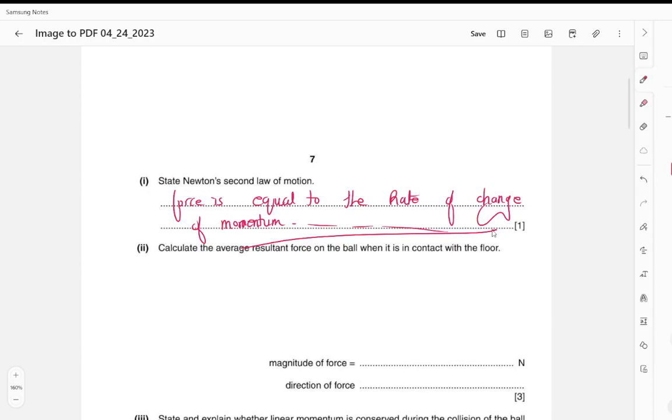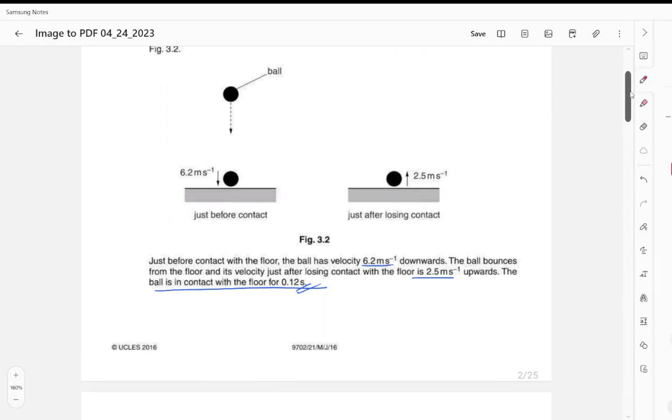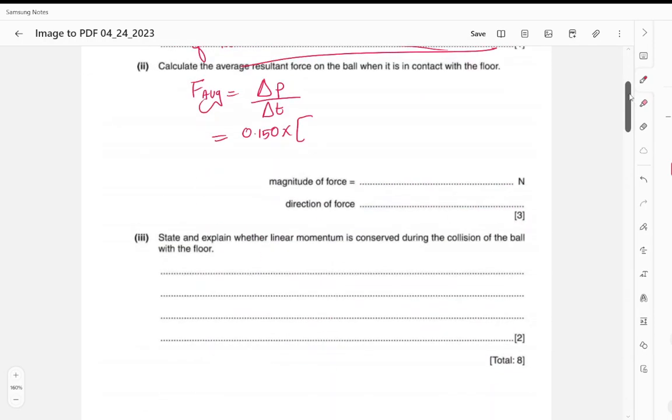Now we need to find the average resultant force on the ball when it is in contact with the floor. So average force must be equal to change in momentum, P stands for the momentum over here, over the change in time. So the change in momentum is going to be mass, कितना था इसका, 150 grams था, I guess. So that is going to be 0.150 multiplied by the change in velocity. अब हमारे पास ऊपर जाते हुए जो है इसको नेगेटिव लें या पॉजिटिव लें, it's totally up to you. I'm just going to keep it as positive और नीचे को नेगेटिव ले लेते हैं.